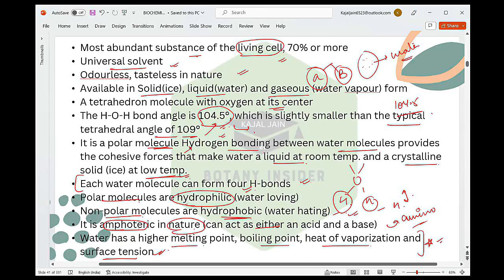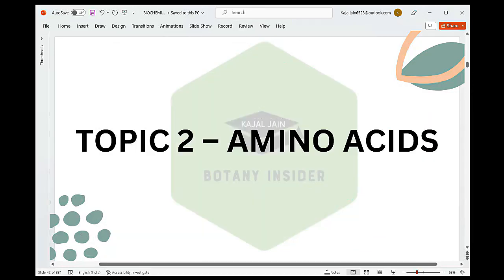No one is going to ask you in the examination what the boiling point of water is. So this is something just for your general knowledge. Clear? This was about the main thing, that two things were remaining, one question and then some properties of water. Now we'll start with our main concept today, that is your amino acids.